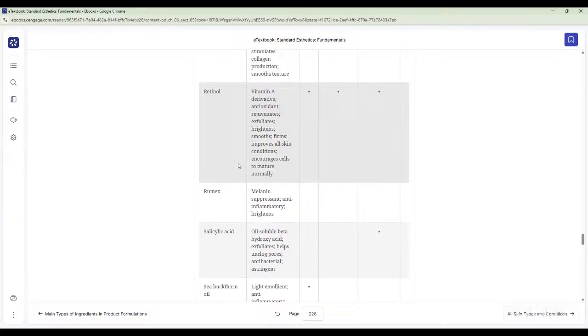Retinol, also referred to as vitamin A, can come with a lot of contraindications simply because many individuals like to get waxing, they like to do chemical peels, they like to do a lot of other items. And so when it comes to contraindications, you're either going to use the retinol or you're going to use this.